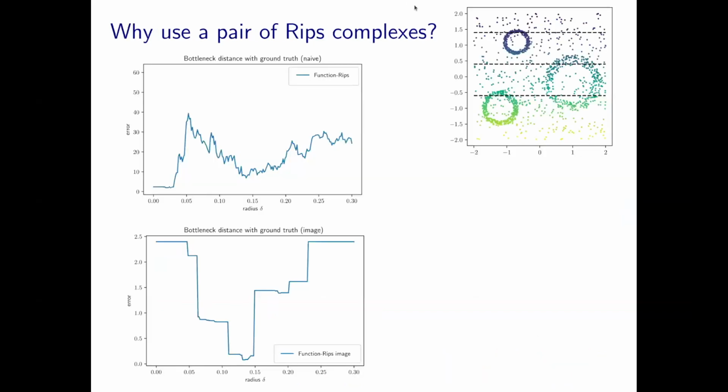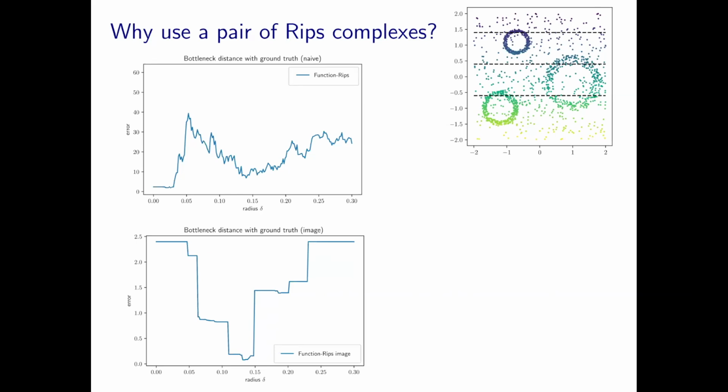Do we really need to use a pair of Rips filtrations? So here's an experiment that we made on synthetic data. This data is in the plane, as you can see in the top right corner. You can see the data are concentrated around 3 annuli, plus there is some scatter noise. And on the left-hand side, you see the graphs, the evolution of the bottleneck distance. What is the function, by the way? The function is the height function, so it's the height with respect to the ordinates. So it's an R-valued function.